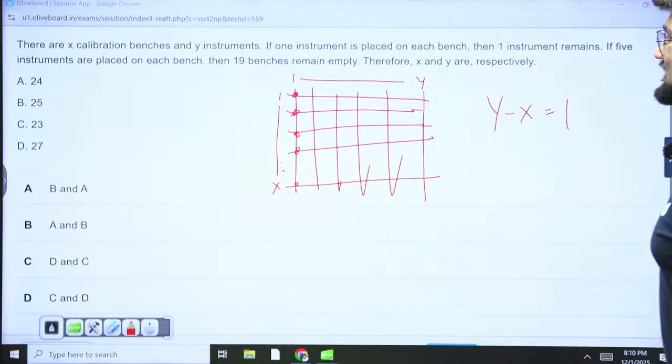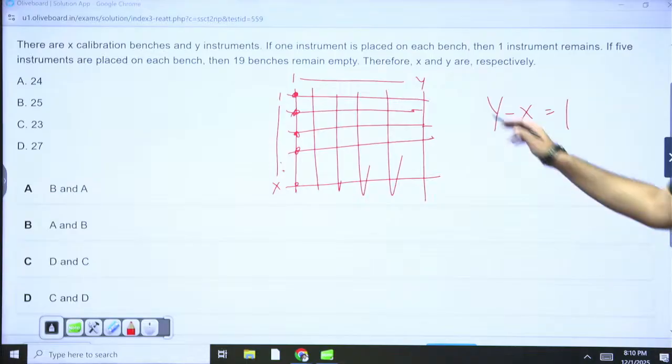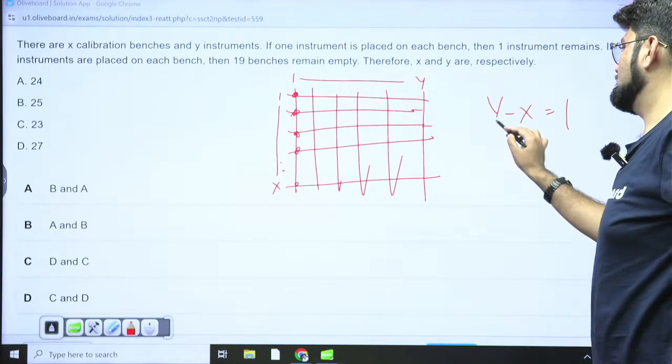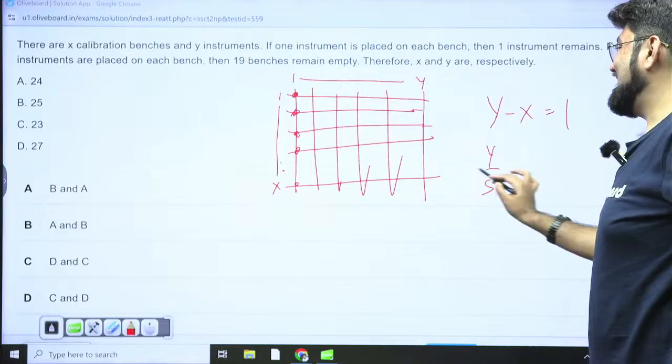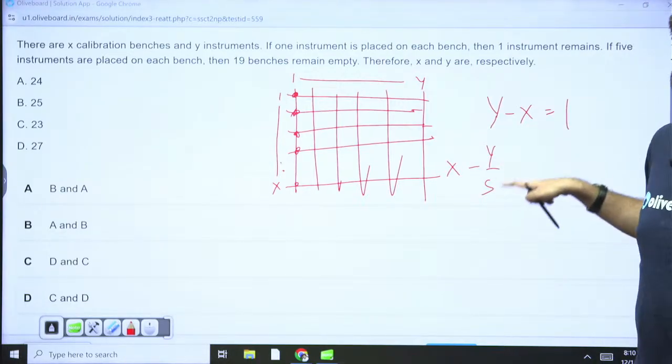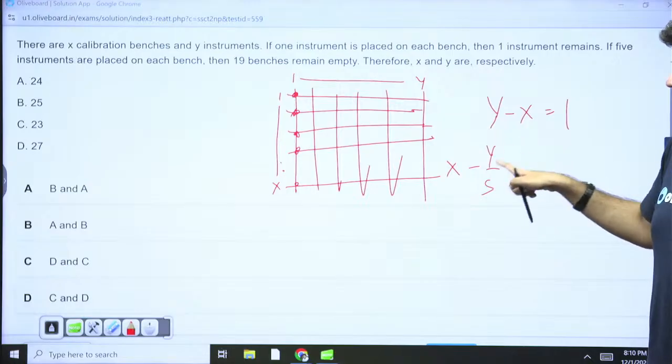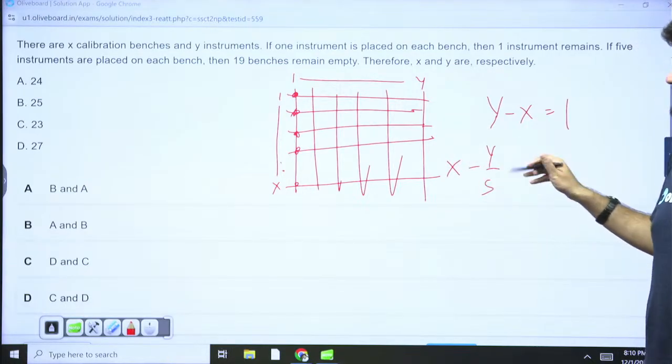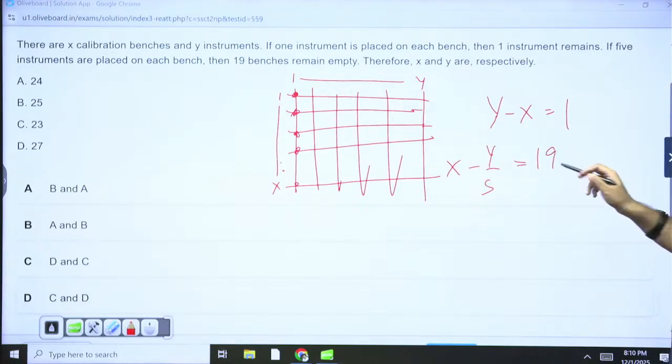So if I multiply the number of benches by 5... okay, no, each bench has 5 instruments. So sets of 5, I'll have to divide this total instrument by 5. And I will subtract this from the benches, because now I have to make sets of 5 out of these. If I subtract this from the number of benches, I will get how much? 19. Okay. This shows that Y is a multiple of 5.